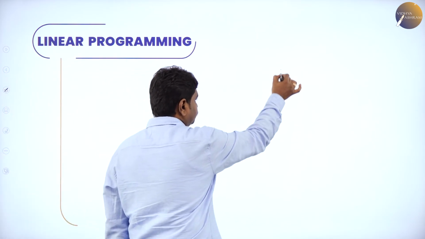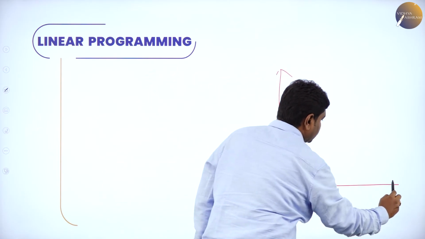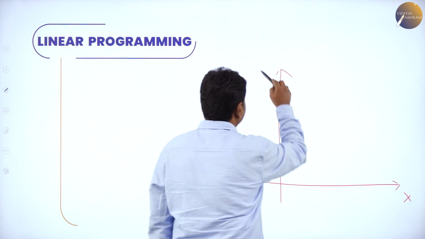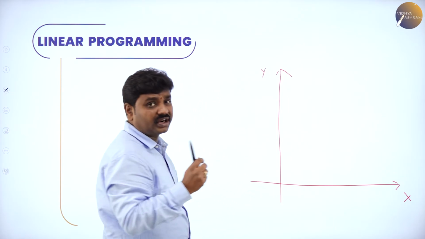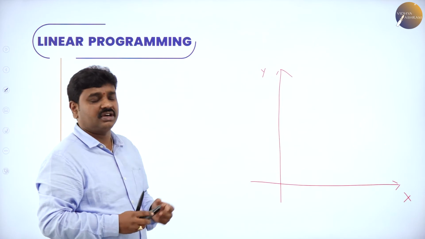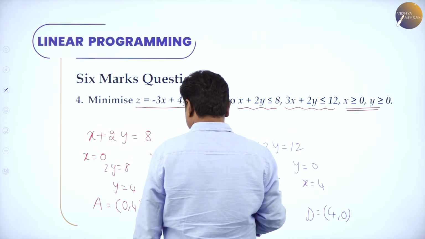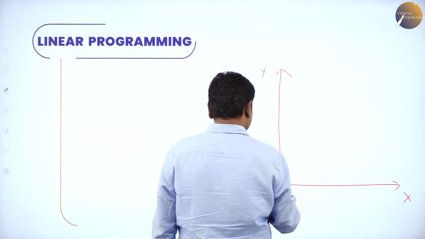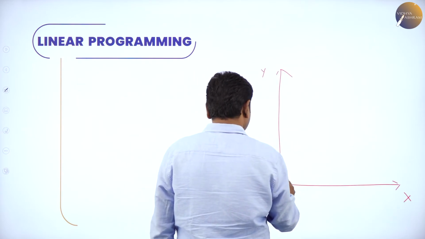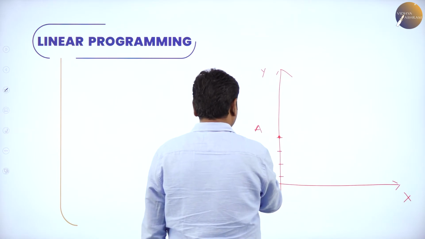So now we have to take the axis system, and this is x-axis and this is y-axis. If you want to get a good graph, take 2 centimeters as 1 unit, then you will get a better graph. So now they told A is 0, 4. 0, 4 means 1, 2, 3, 4. This is point A.